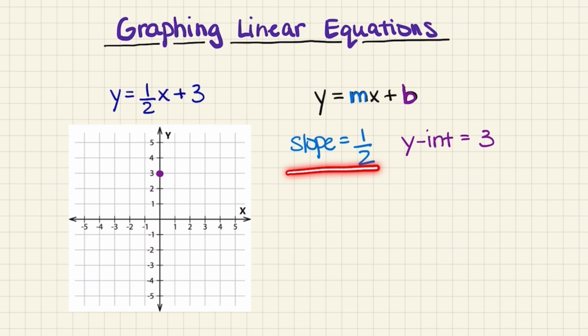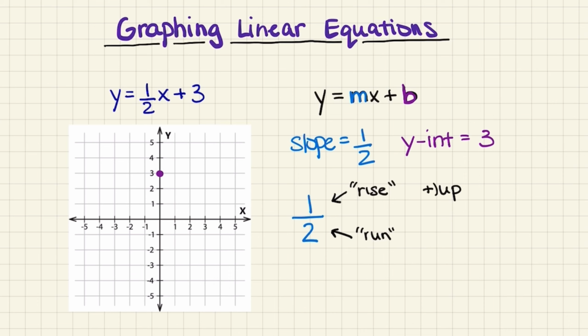Then we use the slope to find the rest of our points. So slope is 1/2. And slope is in the form rise over run. The top number is the rise, and the bottom number is the run. That means the top number tells us if we go up or down. If the number on top is positive, we'll go up. If the number on top is negative, we'll go down.